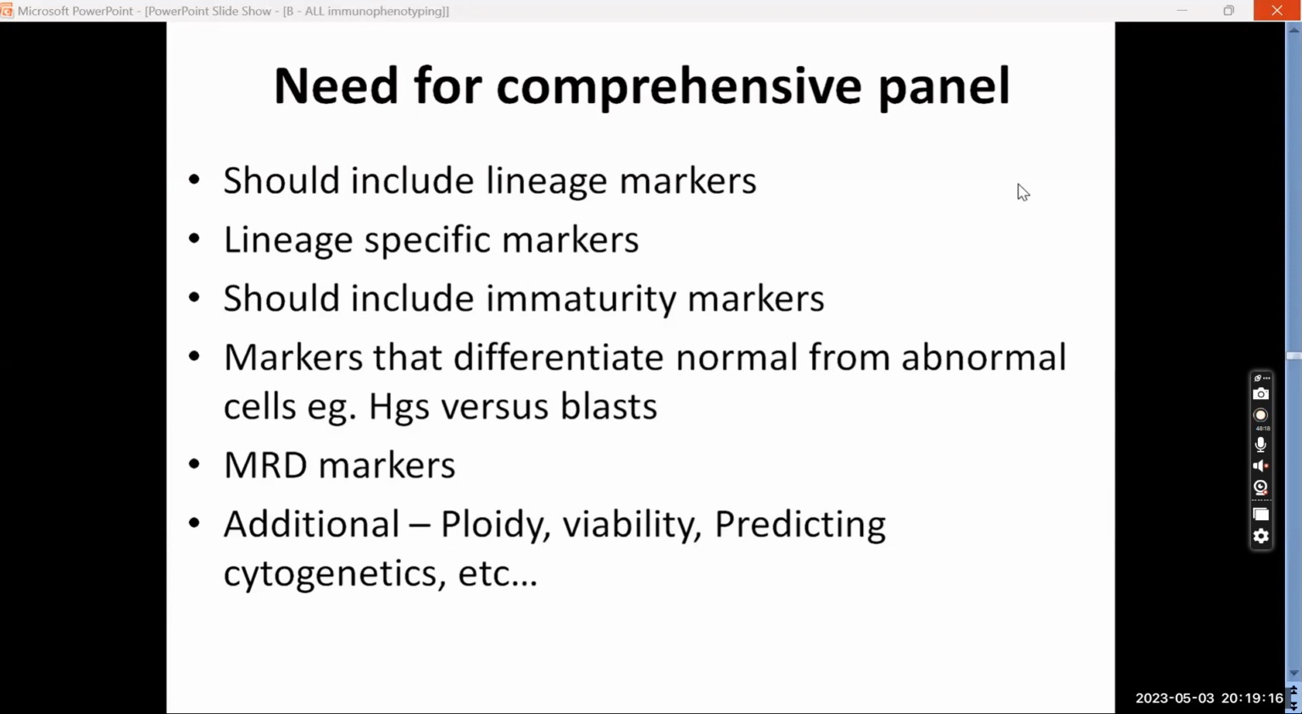I would ask him to run all the three tubes together. That is very important. Always have a comprehensive panel. So what markers should the panel include?